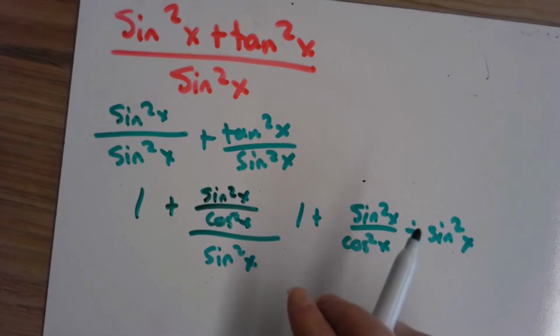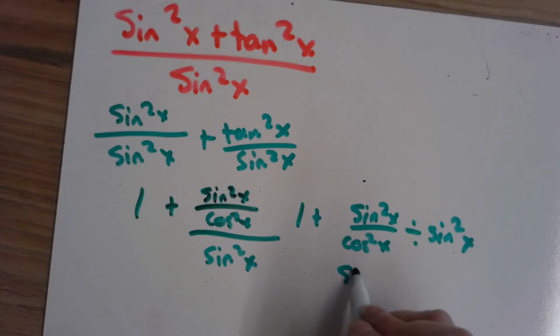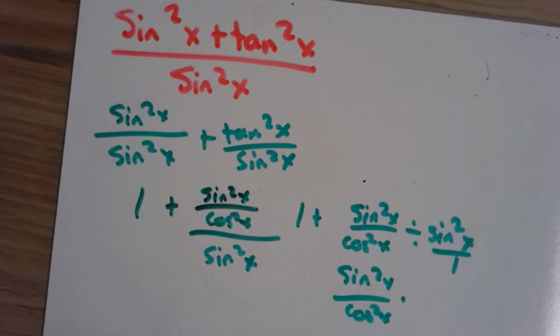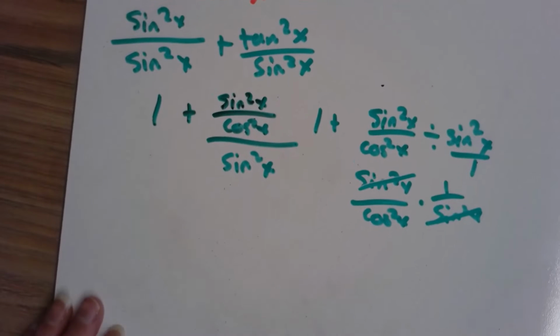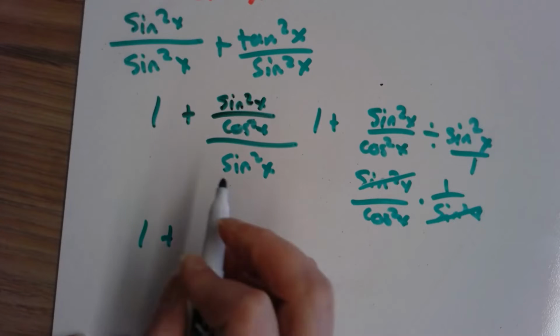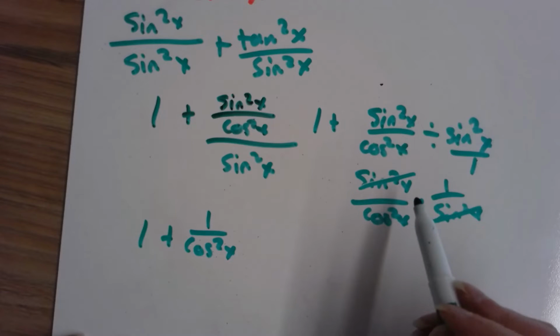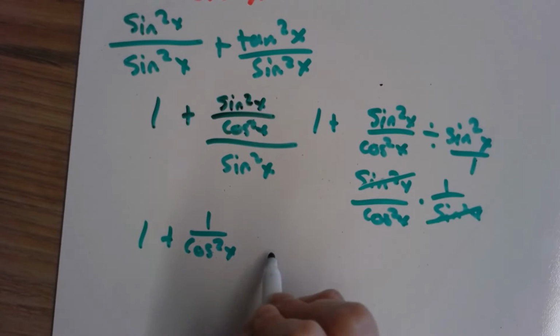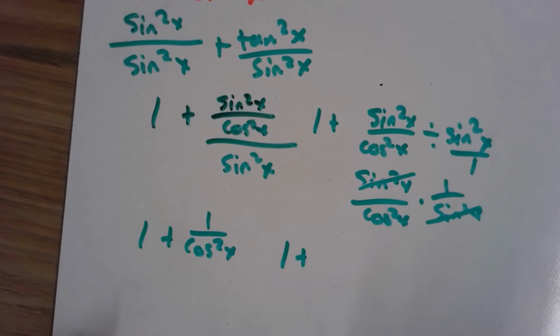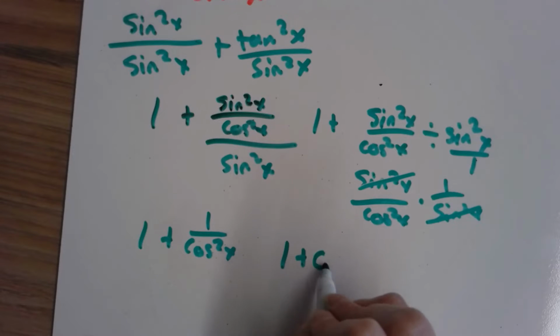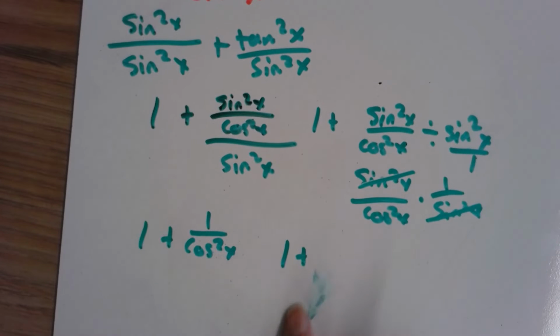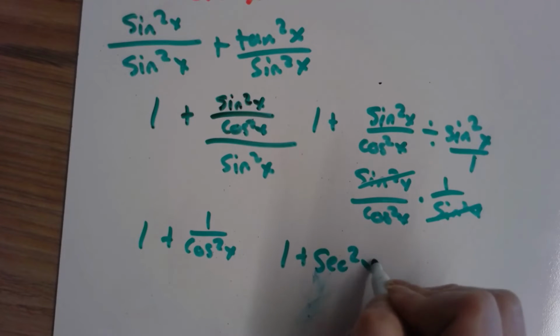So I'm just going to focus on this part right here. Sine squared x over cosine squared x. If I keep, change, flip 1 over sine squared x, those will actually simplify out. Nice. So we get 1 plus 1 over cosine squared x using this right here that we simplified out. So that is 1 plus 1 over cosine, which is secant squared x, sorry, not cosecant, secant squared x.